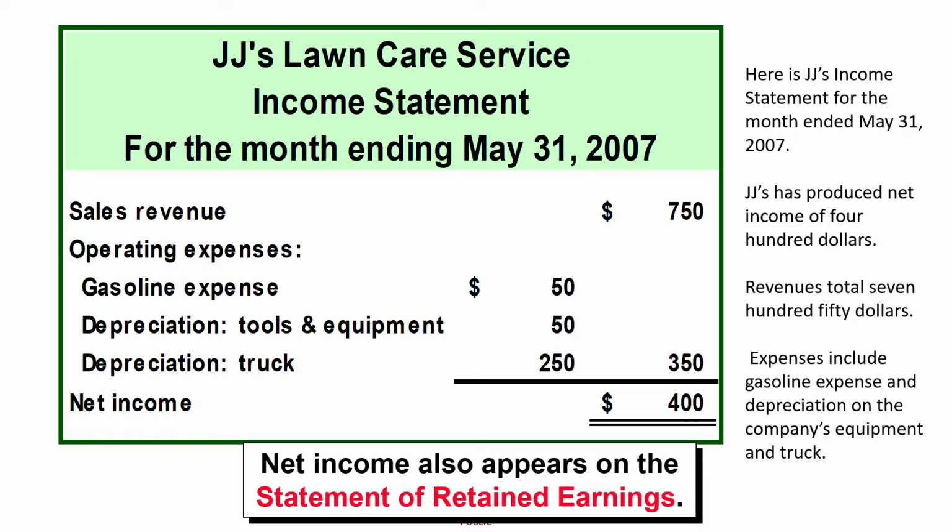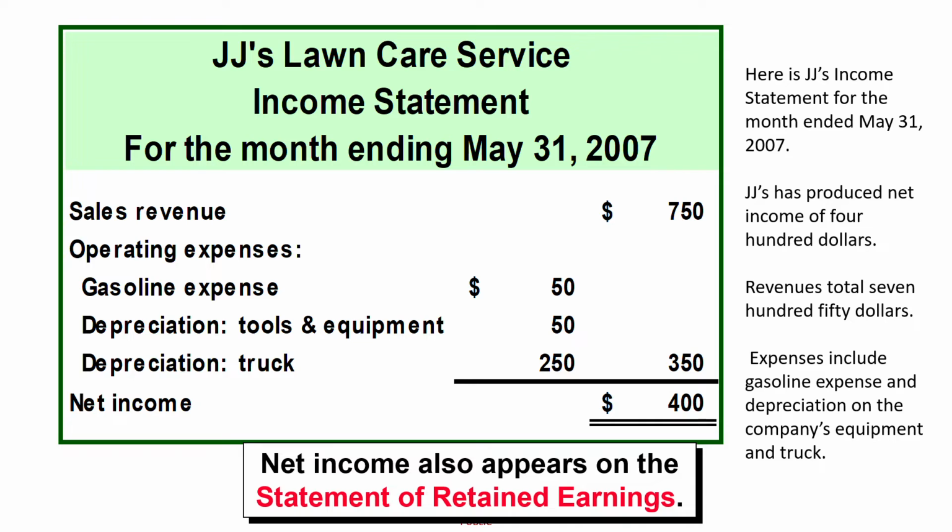So this is the income statement for the month ending May 31st, 2007. You can see in the income statement, we have sales revenue of $750. Then we have operating expenses, in which we have gasoline expense, that is $50, depreciation of tools and equipment, that is $50, and depreciation of truck is $250. So total operating expenses are $350.